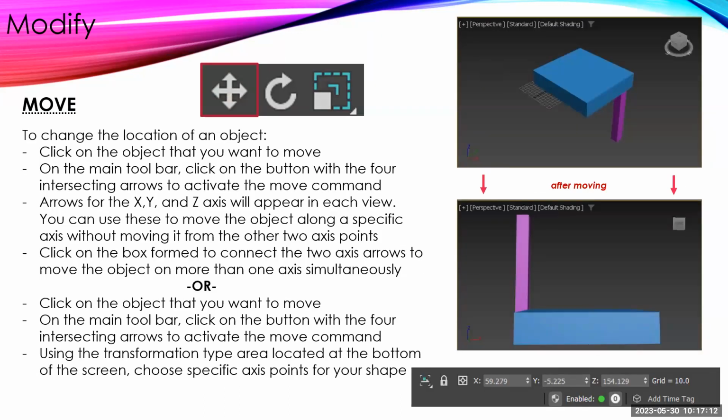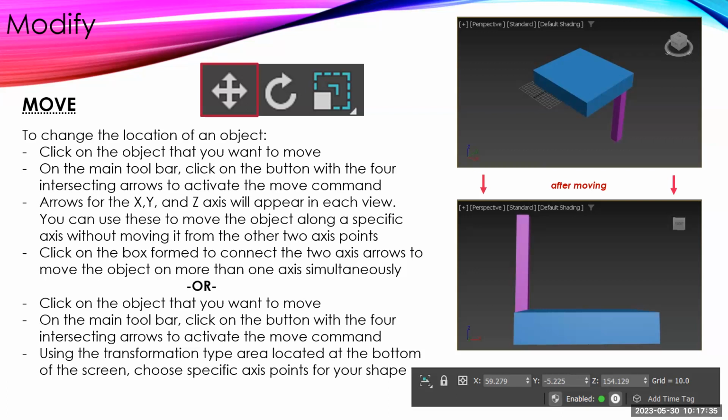Next, we have the move command. So you would click first on the object you want to move, and then on the main toolbar, you click the button that has the 4 intersecting arrows, and that activates the move command. 3 arrows will show up, all connected, and they represent the X, Y, and Z axis.